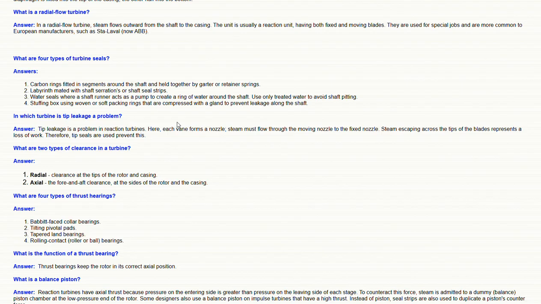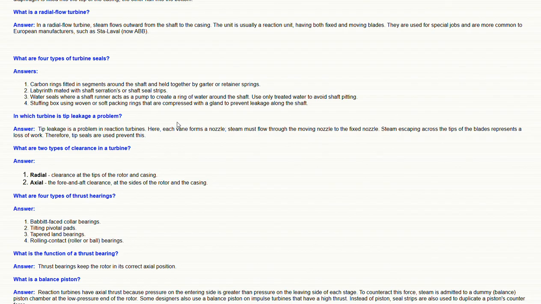Actually, the labyrinth seal we are using in the steam section areas, while a mechanical ring, a carbon ring, is used to separate the steam section from the oil side. These are separate sections. Stuffing box uses woven or soft packing rings that are compressed with a gland to prevent leakage along the shaft.